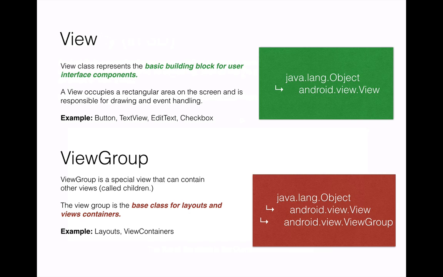Let's talk about the view group. View group is a very special view that contains other views. You could think about view group as a container. The view group is a base class for layouts. As you all know, layout holds all the other different views. So here layout is a view group. The best examples would be the layouts, like relative layout, linear layout, table layout, and so on. View group is a subclass of view. So you could really see here it is extended from android.view.view.